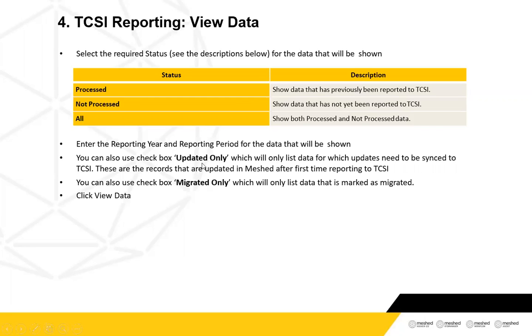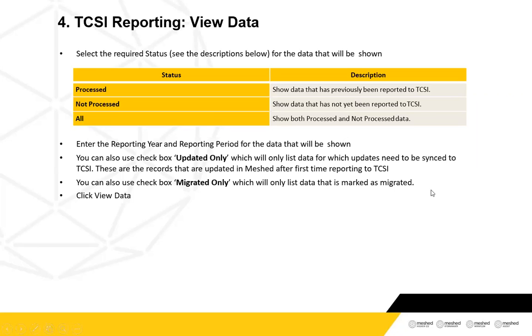So if you check updated only, it will give you all the records which are already reported to TCSI, but their updates have not yet been synced to TCSI portal. So it will help you to just identify records which are updated after the reporting. Next is migrated only. So migrated only will give you all the records, that is your historical data which you have reported through HepCat.